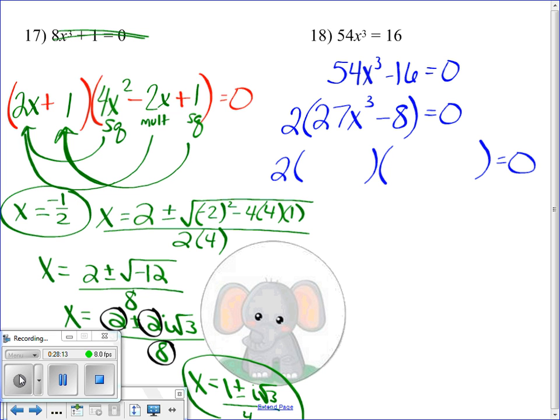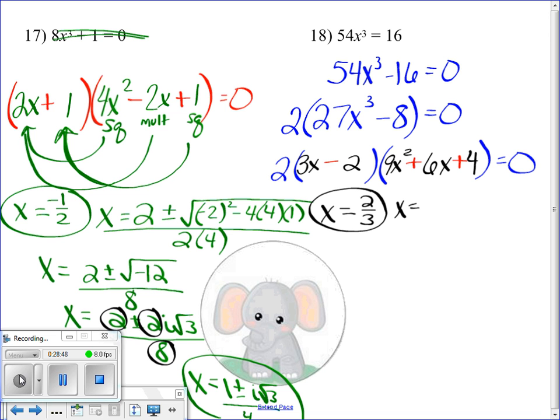All right, so for my sign, same, opposite, always positive. All right, cubed root of 27x cubed, 3x. Cubed root of 8, 2. Square, multiply, square. 3x squared, 9x squared. Multiply. Square. Good. So we know x equals 2/3, positive 2/3. And then we have to use quadratic formula over here.